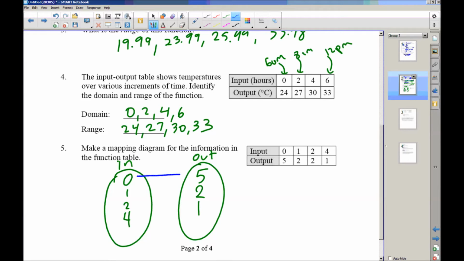So our 0 connects to 5. Our 1 connects to 2. Our 2 connects to 2. And our 4 connects to 1.